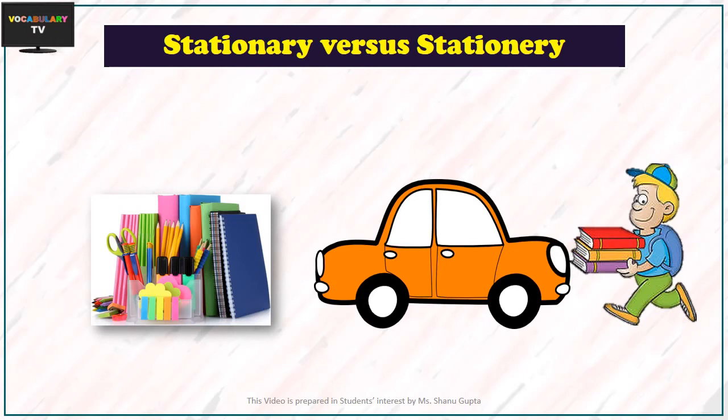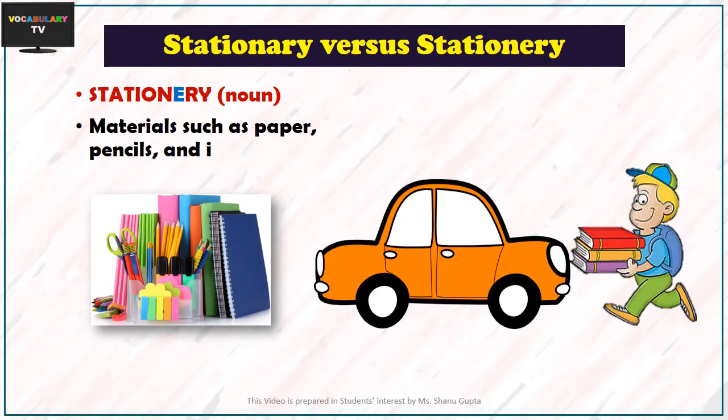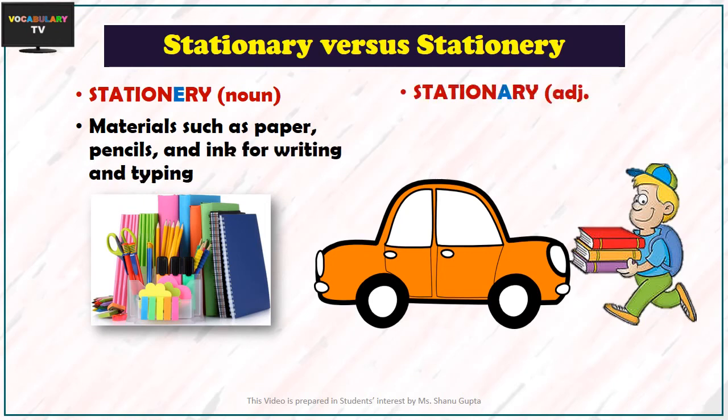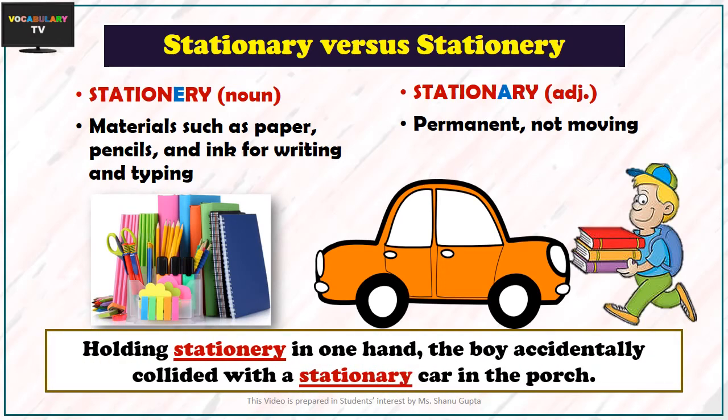Another easy one is the pair stationery and stationary. In fact, these two words are cousins as they hail from the same root. While stationery with an E stands for materials such as paper, pencils and ink that are used for writing and typing, stationary with an A refers to something that is permanent in its position and is not moving. An example sentence for both words would be, holding stationery in one hand, the boy accidentally collided with a stationary car in the porch.